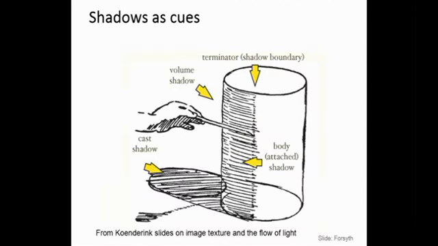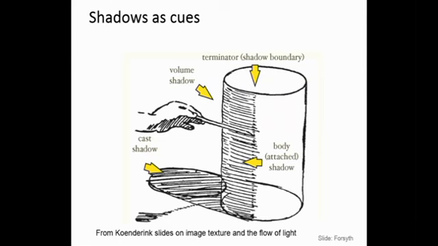Another cue, which is not really used as much in computer vision because it's hard to figure out where the shadows are in the first place, but still useful, is shadows. What people are really sensitive to with shadows is the presence of a shadow. If you try to draw a ball on the ground but you don't put a shadow by the ball, then people will feel like the ball is floating. If you put the shadow there, then suddenly people know that it's attached to the ground.